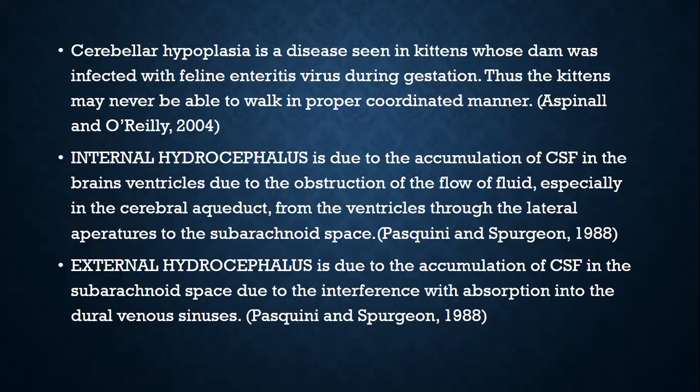Then we have hydrocephalus. There are two types, internal and external. Internal hydrocephalus is due to the accumulation of CSF in the brain ventricles due to the obstruction of the flow of fluid, especially in the cerebral aqueduct, from the ventricles through the lateral apertures to the subarachnoid space. And then we have external hydrocephalus, which is due to accumulation of CSF in the subarachnoid space due to the interference of absorption into the dural venous sinuses.